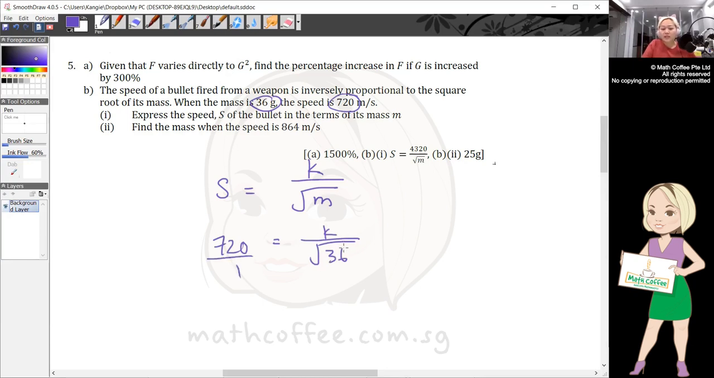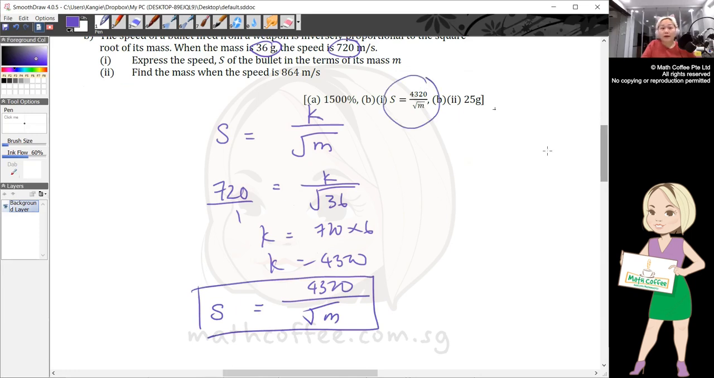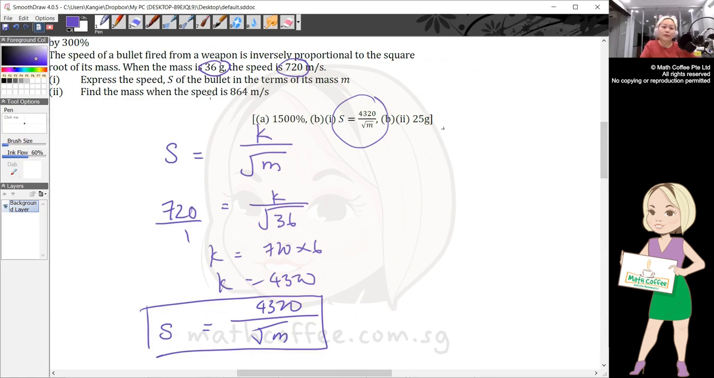And square root 36 is 6. So K equals 720 times 6. 720 times 6 will give me 4320. So K equals 4320. So now my full formula will be S equals 4320 over square root M. So this is my full formula, and this is the first part. Next, you need to find the mass when the speed is 864. So let's substitute: speed is 864, equals 4320 over square root M.